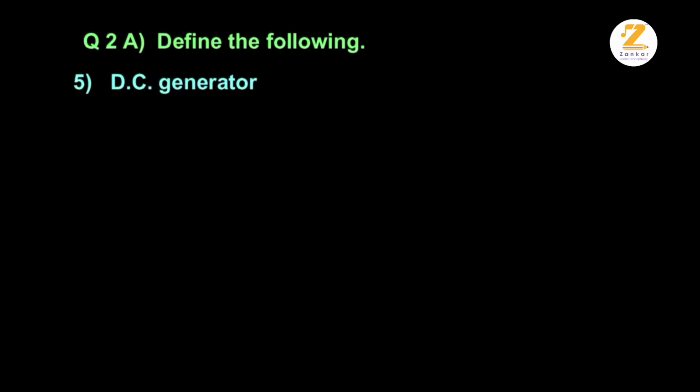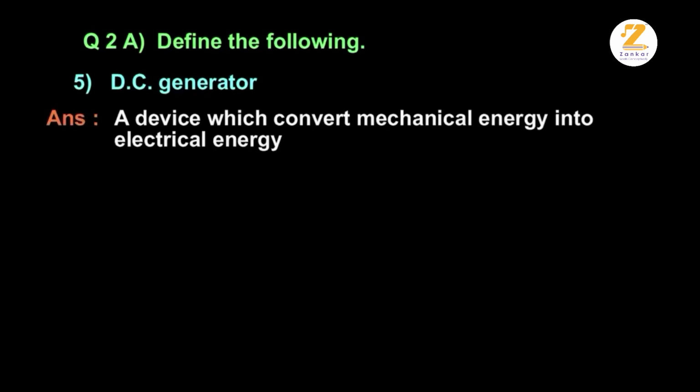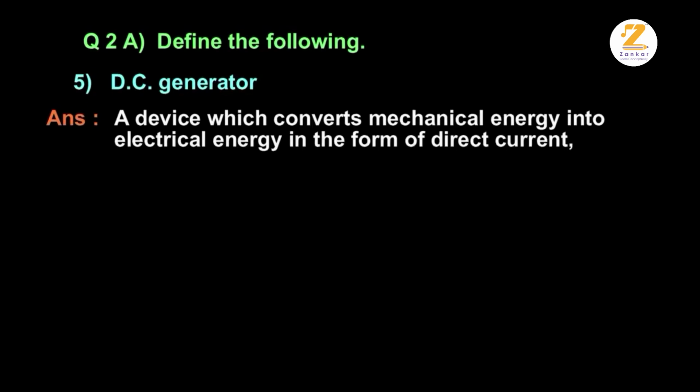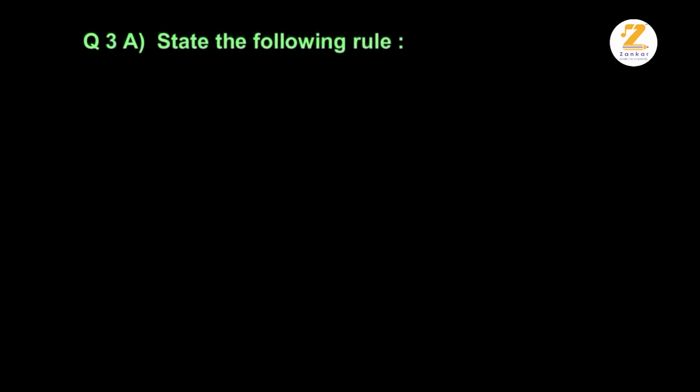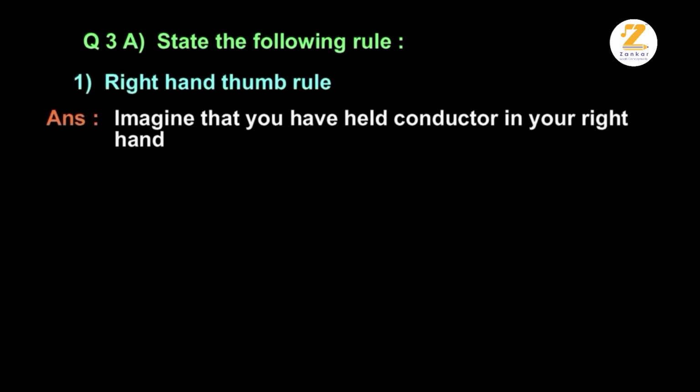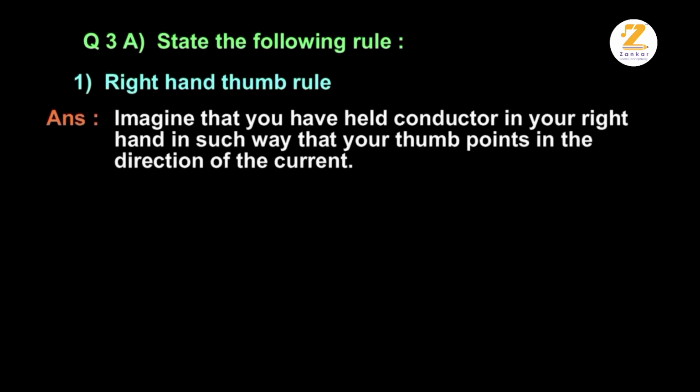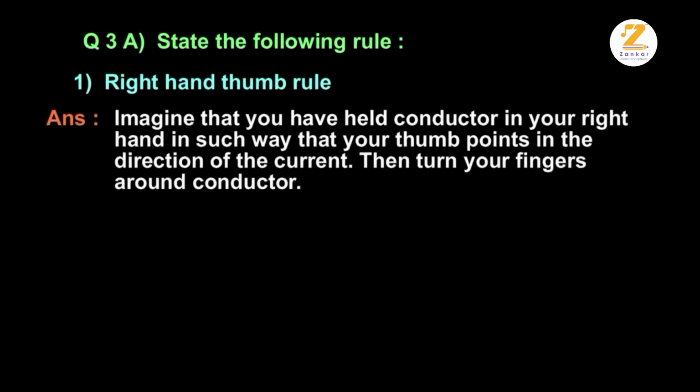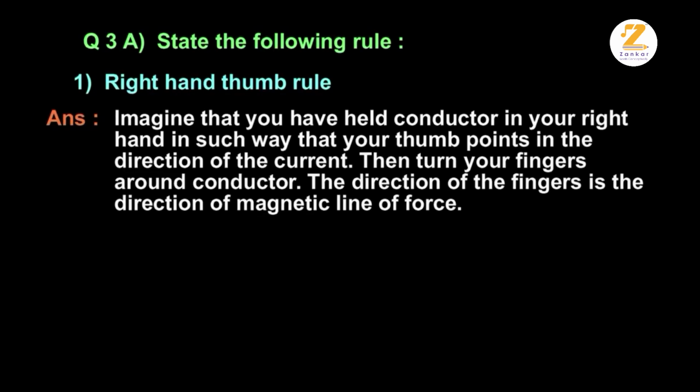DC generator. A device which converts mechanical energy into electrical energy in the form of a direct current is called a DC generator. Question 3. State the following rules. Right hand thumb rule. Imagine that you have held the conductor in your right hand in such a way that your thumb points in the direction of the current. Then turn your fingers around the conductor. The direction of the fingers is the direction of the magnetic lines of force.